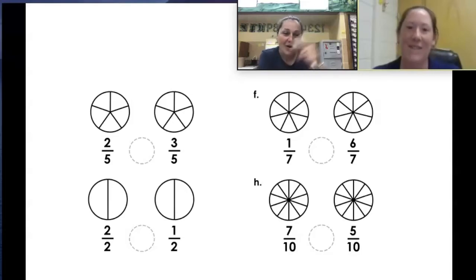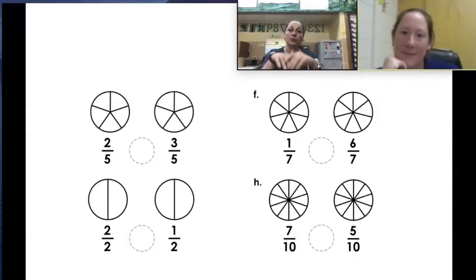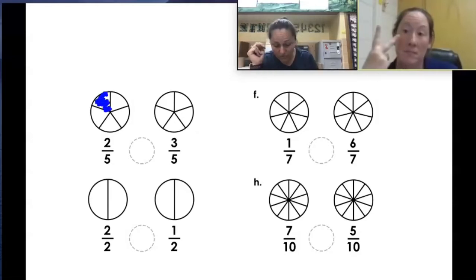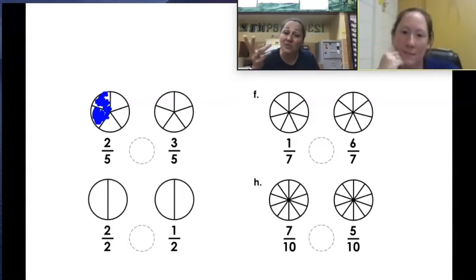All right. Now we are looking at comparing fractions, and this is really easy to do if I gave you shapes. So if I take these shapes, I can easily, now the first one says 2/5, so I'm going to color in 2 pieces. So I'm going to color this in, and my next one says 3/5, so I'm going to color in 3 pieces.